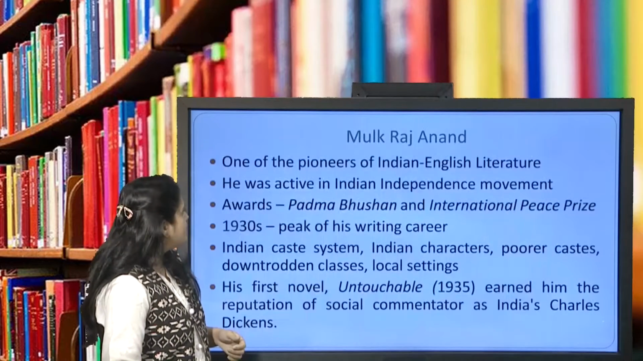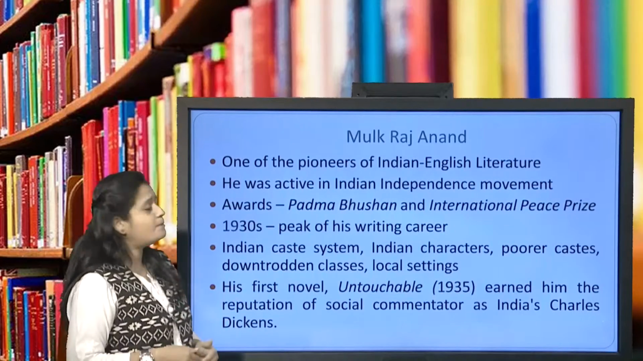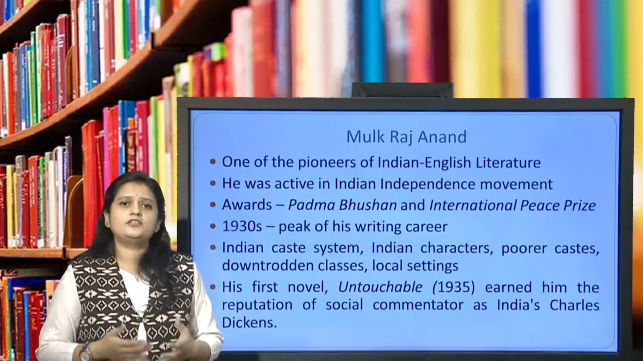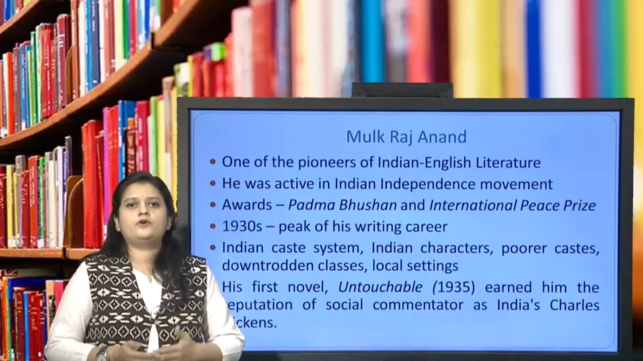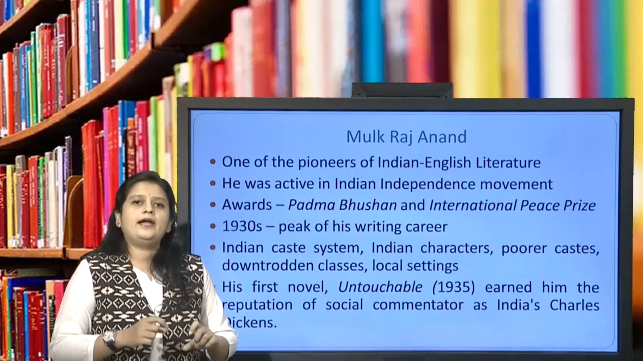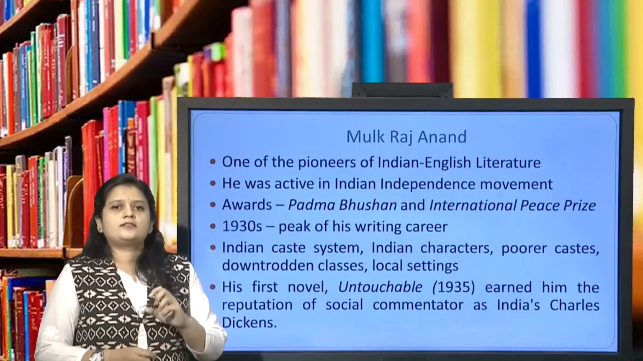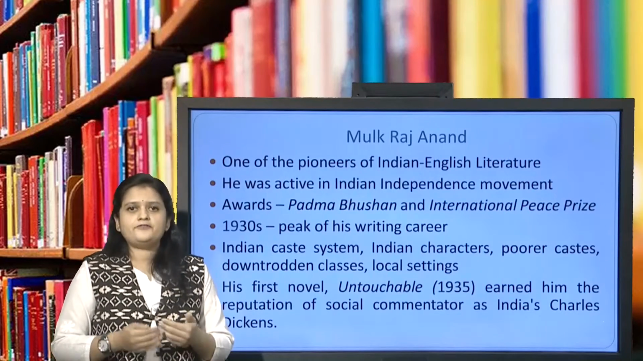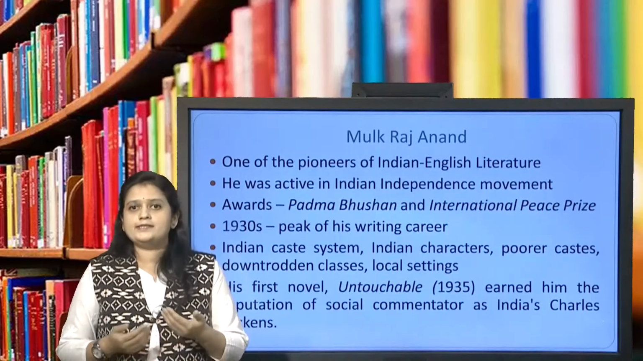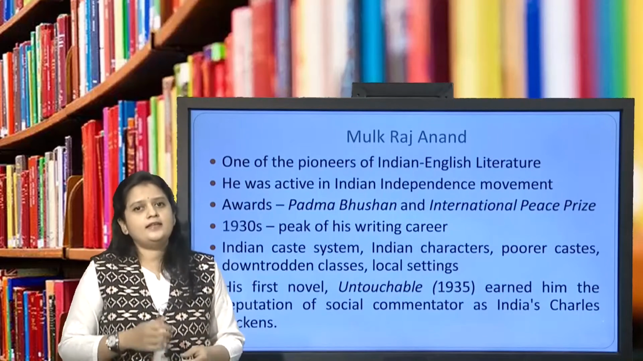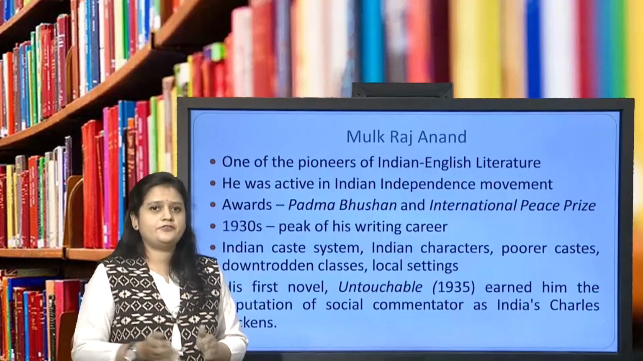So let us just begin. Mulkraj Anand is one of the pioneers of Indian English literature. Friends, there are 3 founding fathers of Indian English literature. And what do we understand by the term Indian English literature? It basically means that Indian writers whose country of origin is India, when they write in English language, their literature is termed as Indian English literature.